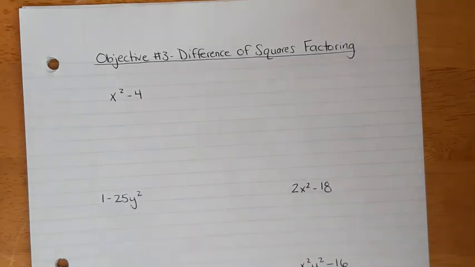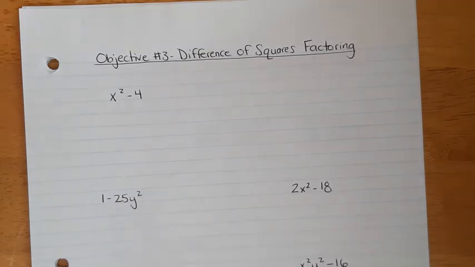Hi, so this is the video for Objective 3, which is difference of squares factoring. We talked in the last video about what factoring is. It's identifying how you arrived at the expression that you're given. What was multiplied together to give you that expression?